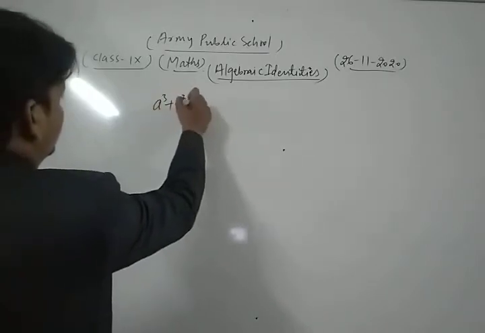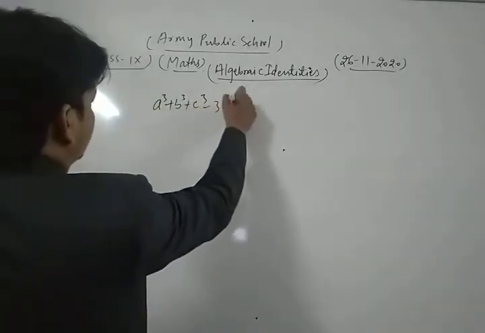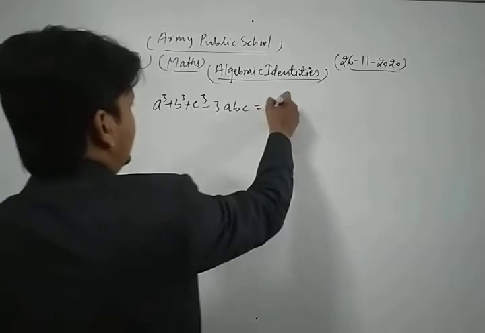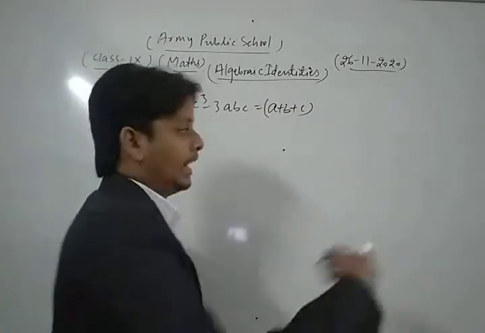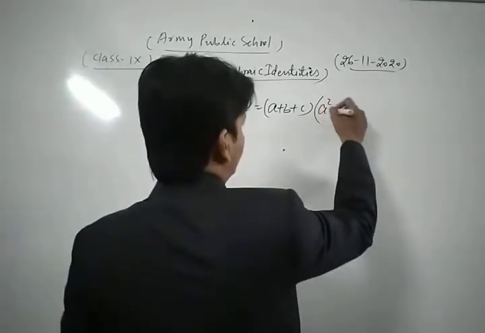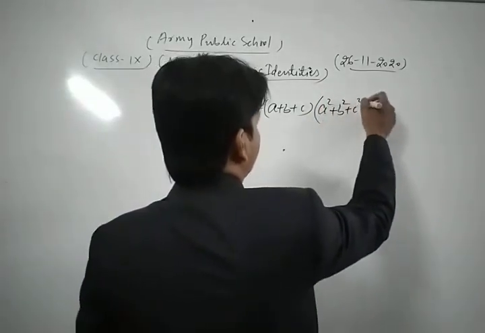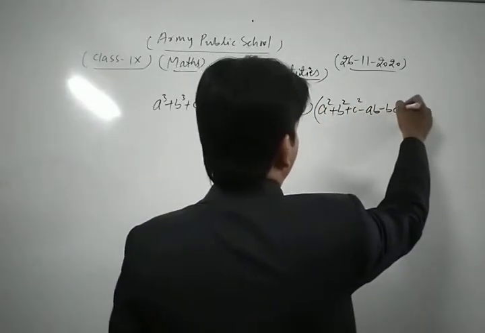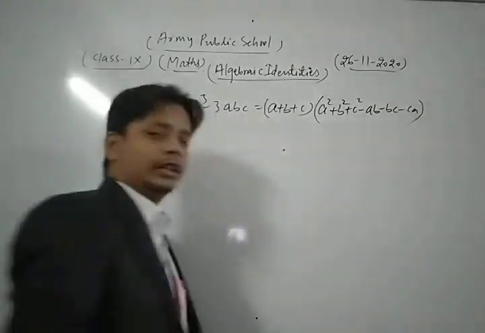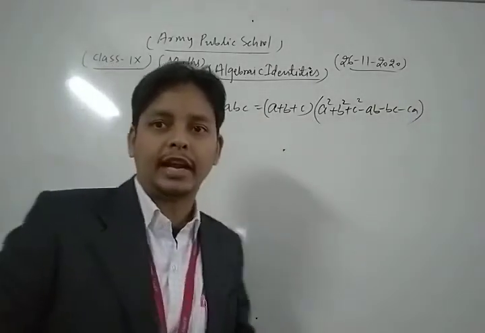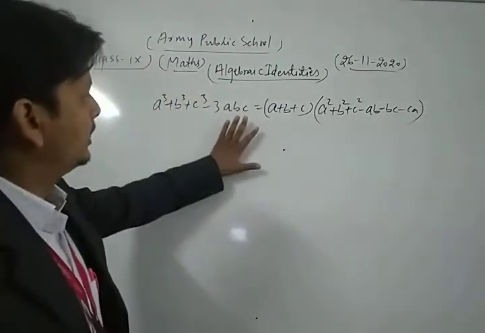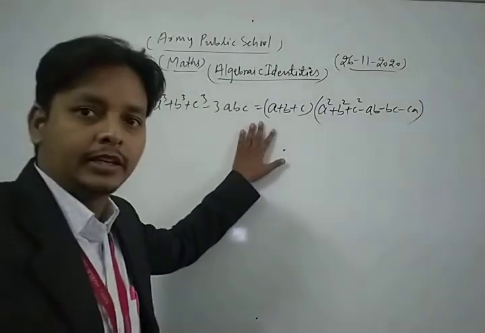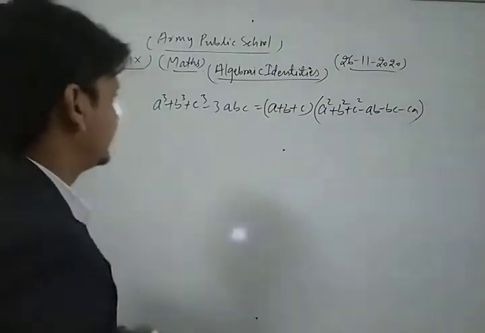a cube plus b cube plus c cube minus 3abc is equal to what? You know that it is (a plus b plus c) in one bracket, and in another bracket a square plus b square plus c square minus ab minus bc minus ca. This is a very important algebraic identity of your syllabus, and one special case related to that identity is what?